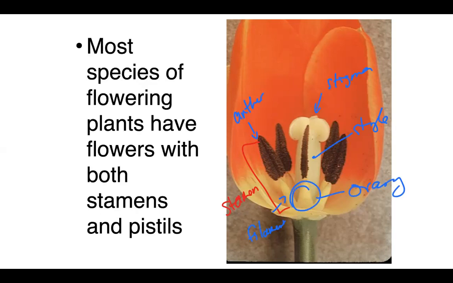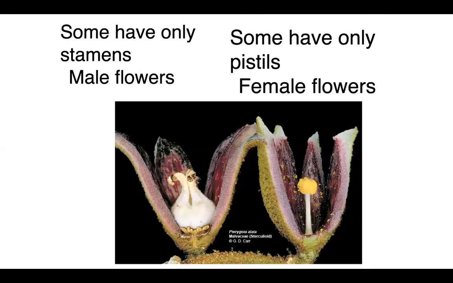Most species of flowering plants have flowers with both stamens and pistils. In some species, they have male and female flowers. So in this example, I should have actually swapped those two because this is the female flower. How do you know? You want to look for a big fat ovary at the bottom. And also you can see this is clearly a filament, anther, and all of these little yellow dusty particles, that's all pollen.